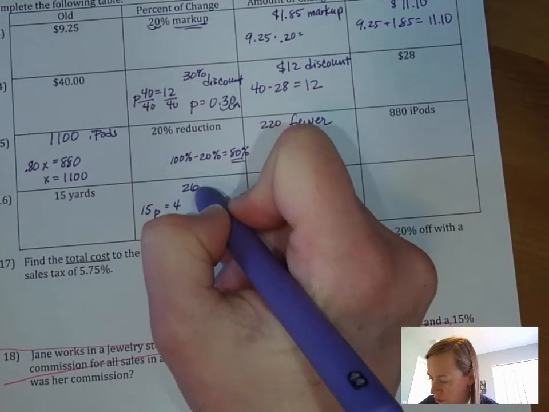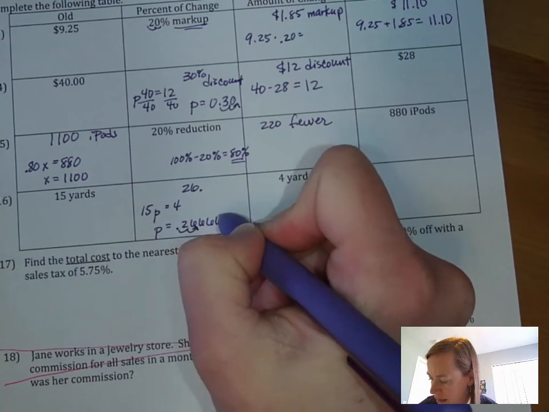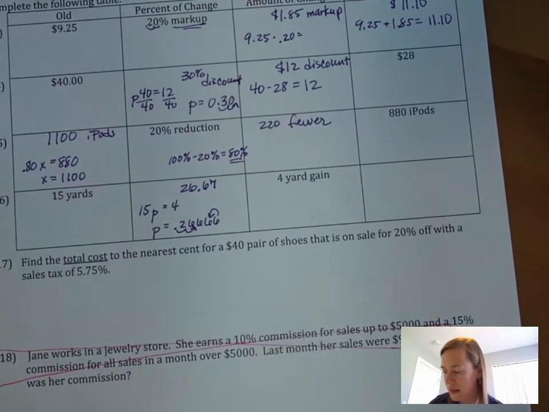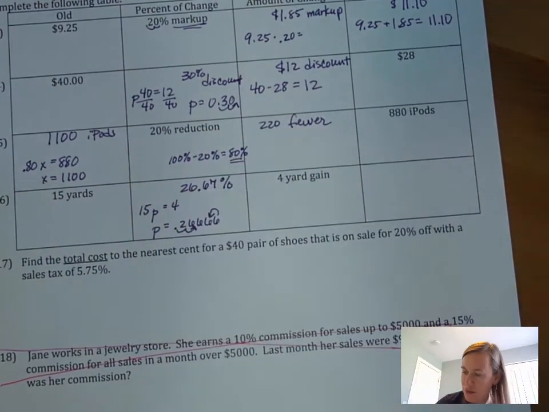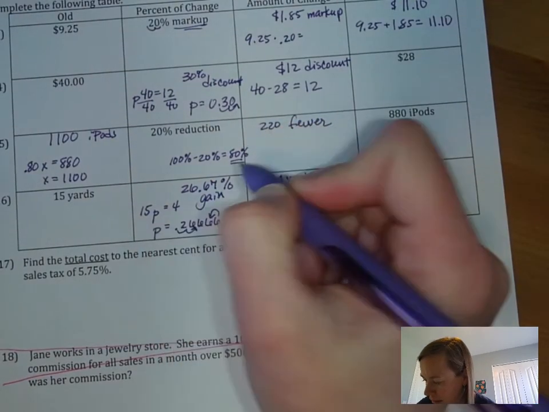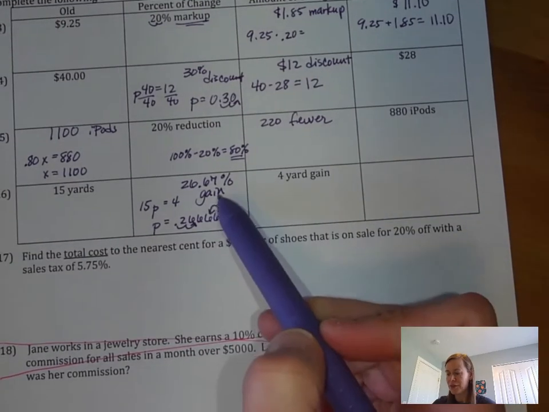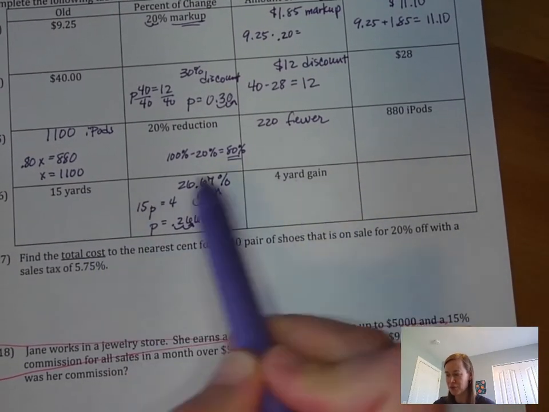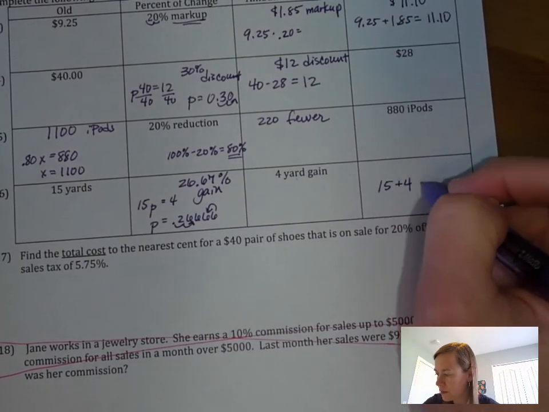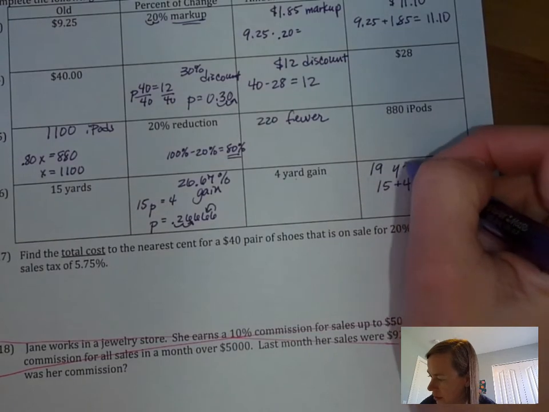So you'll get 26.6. Will this one stay a 6? No, this guy over here is going to bump that up to a 7. 0.67. So 26.67% increase or gain or whatever you want to put there. Okay, now we just need to know the new. So if it was a gain, should we add this or subtract it? We should add it. That's right. 15 plus 4 equals 19. 19-yard gain.